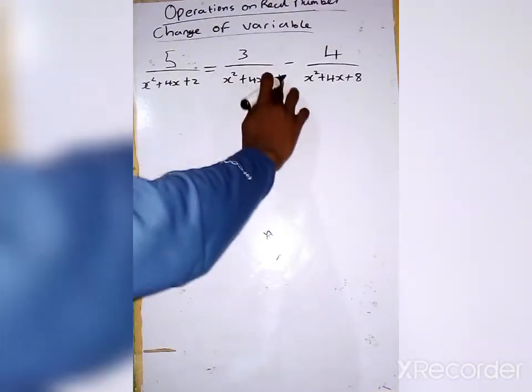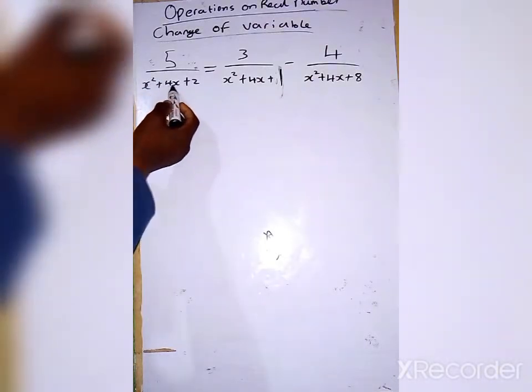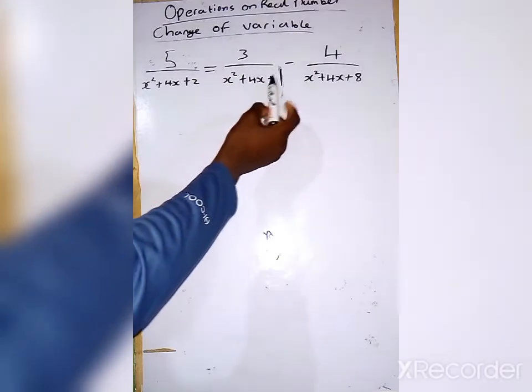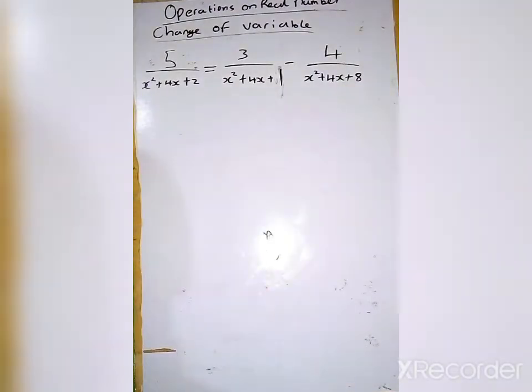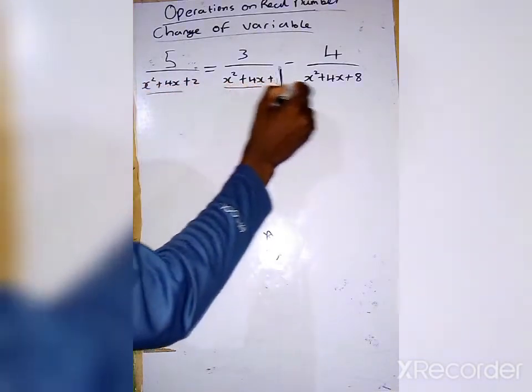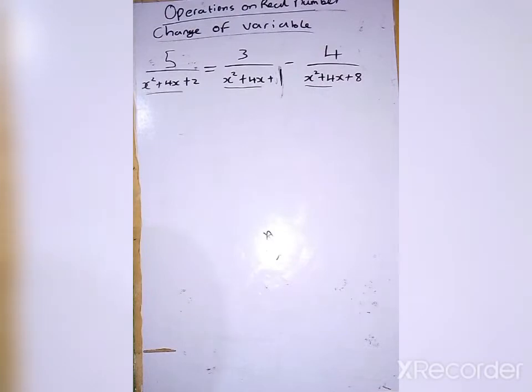The question is 5 over x squared plus 4x plus 2 equals 3 over x squared plus 4x plus 1 minus 4 over x squared plus 4x plus 8. Now we notice there's one thing that is common. We have x squared plus 4, x squared plus 4, x squared plus 4. So now we let x squared plus 4 be equal to something.